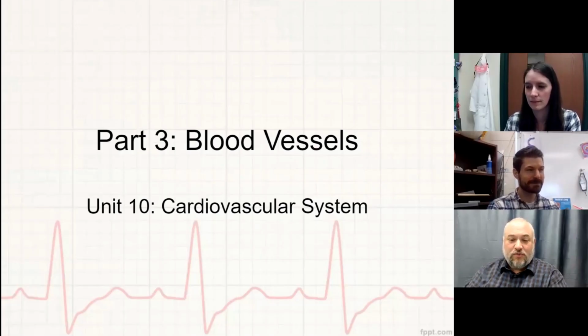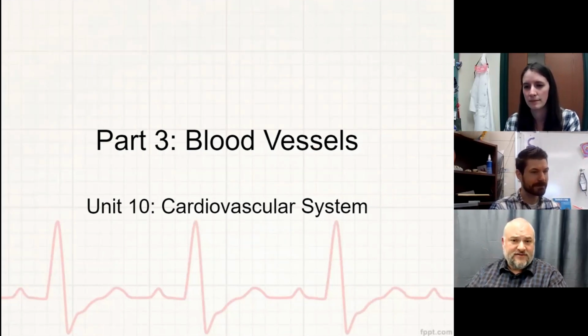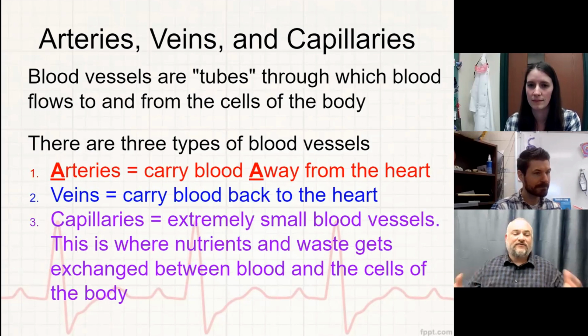Welcome back, folks, to part 3 on our cardiovascular system unit. In this one, we're going to take a quick look at the different types of blood vessels, along with how they exchange the gases, and then some of the more important individual vessels. So let's start off with talking about categories of vessels.